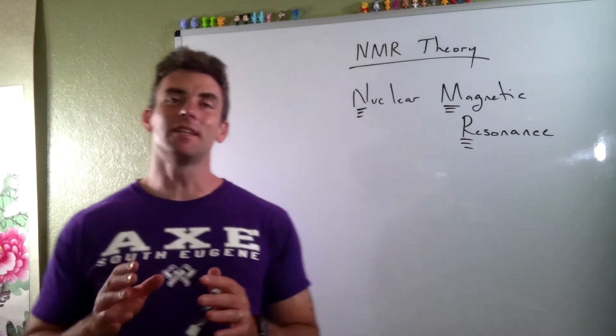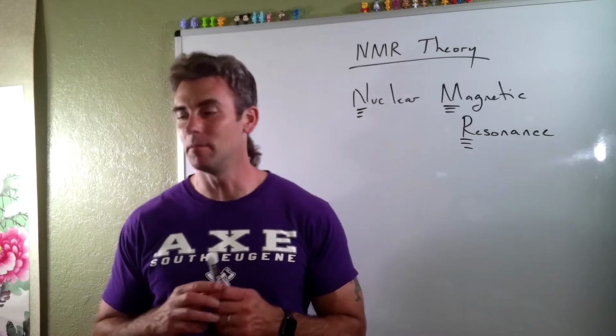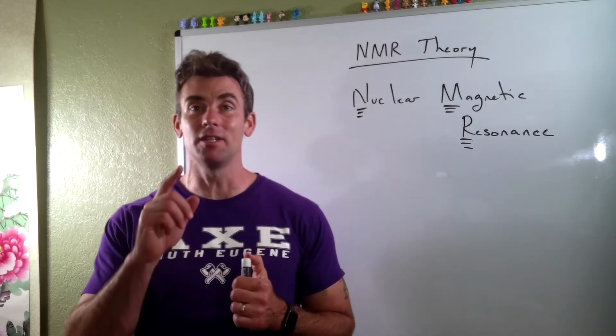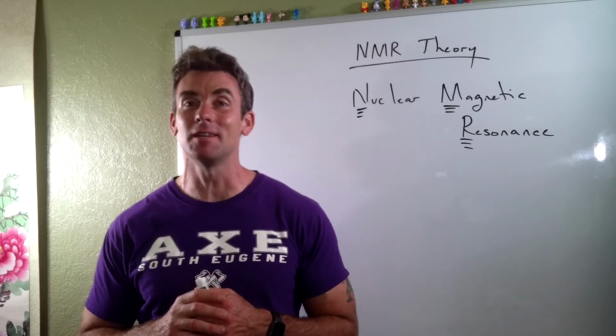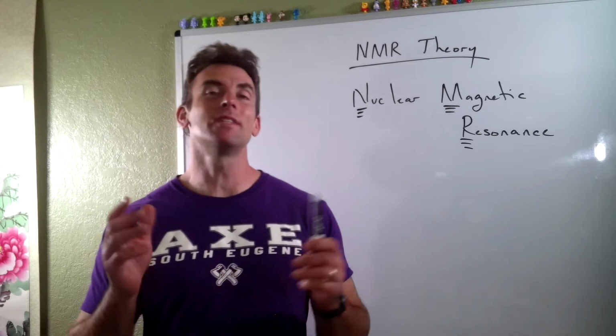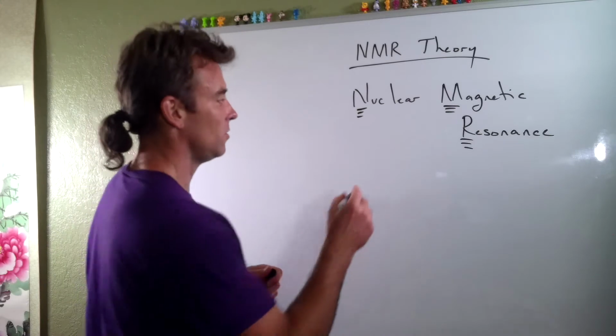So the first thing to know is that atoms are actually spinning. And the problem is that their spins are said to be quantized. So let's pretend that I'm a C13 nucleus.